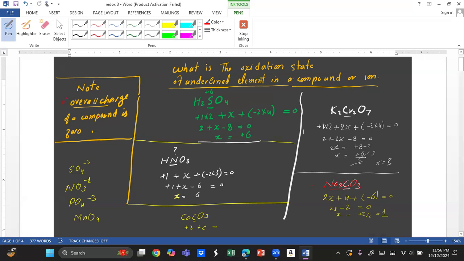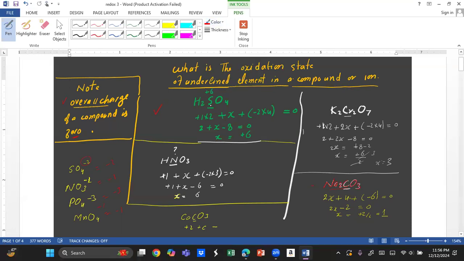Before this, again I'm telling you, overall charge of a compound is zero. Overall charge of an ion will be equal to the charge of the ion, that is minus 2, it is equal to minus 1, it is equal to minus 3, it will be equal to minus 1. Yes. Now let's take an example of H2SO4, very easy.